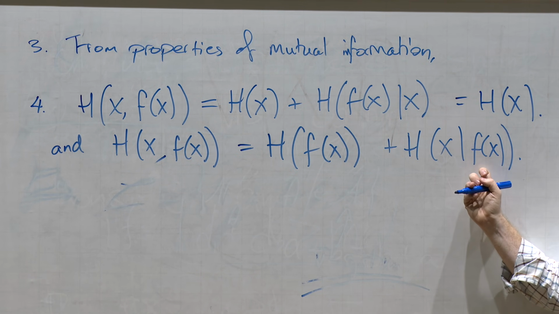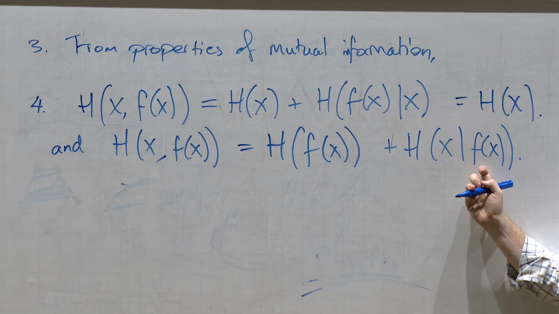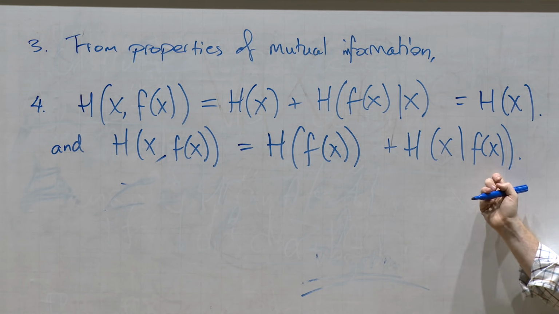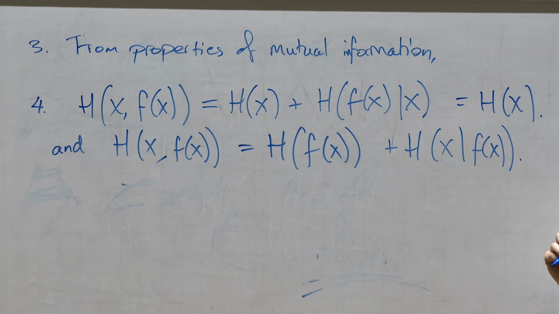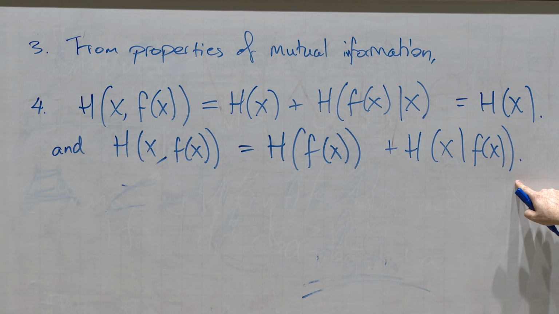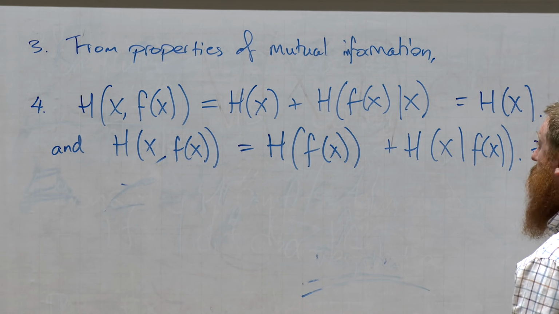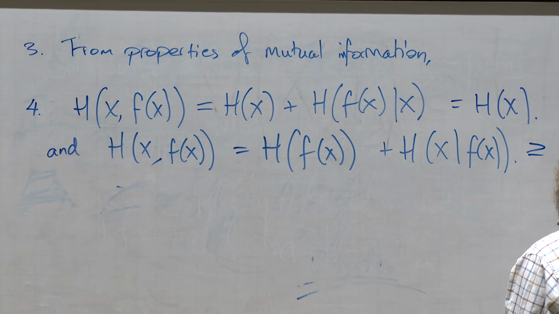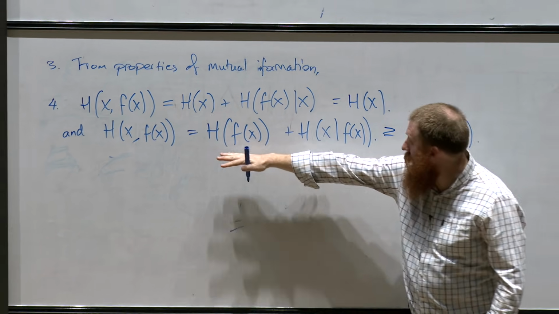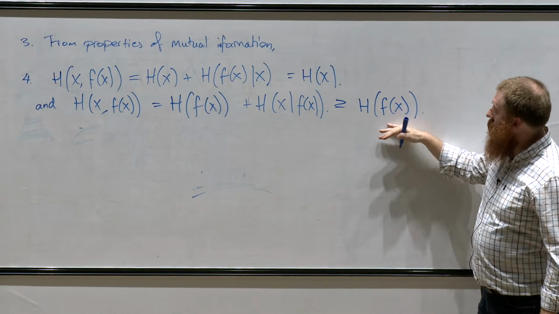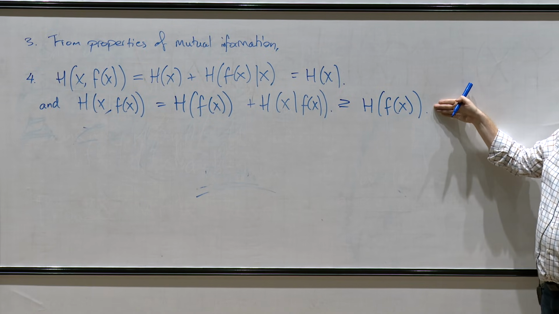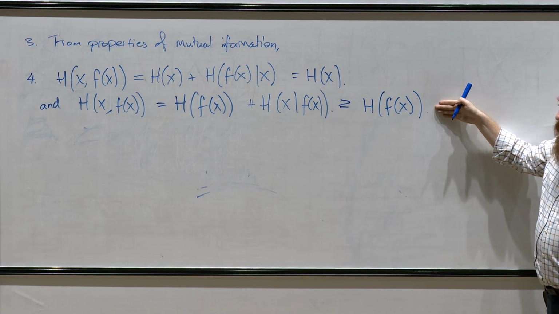If f lost a lot of information, let's say f was a trivial map that always returned 0, you can't say much about x from it, so this would not be that interesting. But on the other hand, I can tell you that this is positive. So I know this is at least as big as h of f of x. Just by the fact that this is positive, I know that this term is bigger than this. This line is equal to this line, so h of x is at least as big as h of f of x. When are they the same?